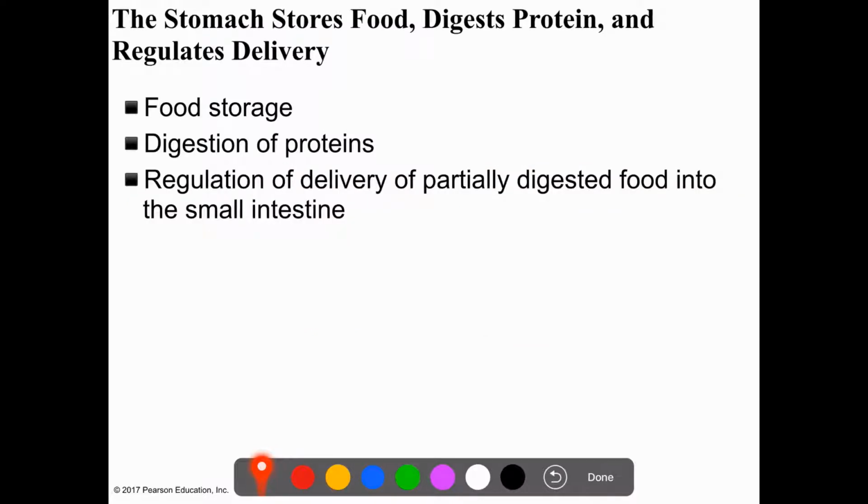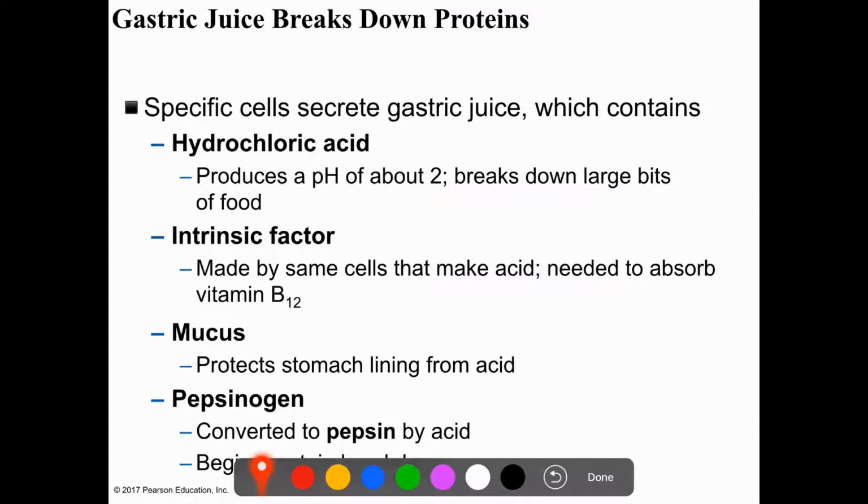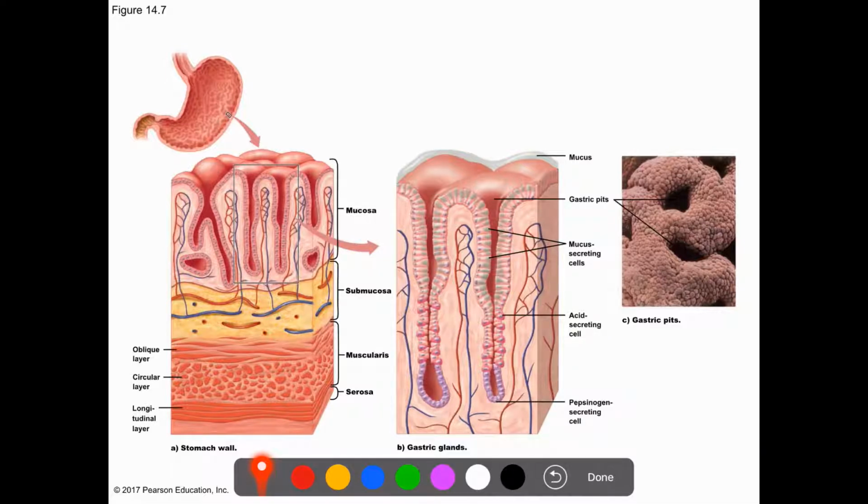Now, the stomach serves different functions. It is like a place for food storage. It's digesting of proteins, and it regulates the delivery of partially digested food into the small intestine. In the stomach, we have different cells producing different types of factors and enzymes. We have acid secreting cells. These are responsible for producing HCl, the hydrochloric acid. It's pH of 2, and this is a very strong acid that is going to break down large bites of food.